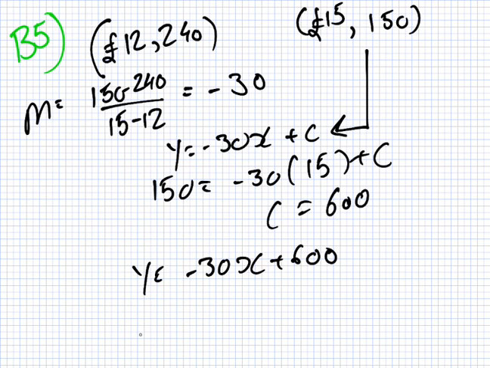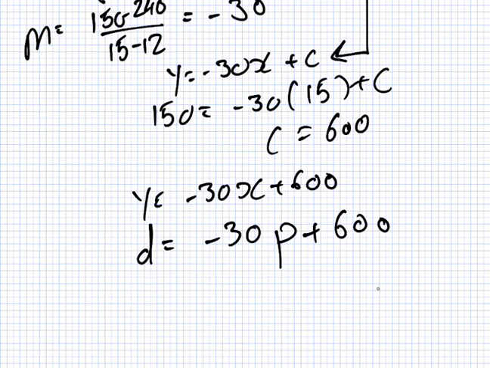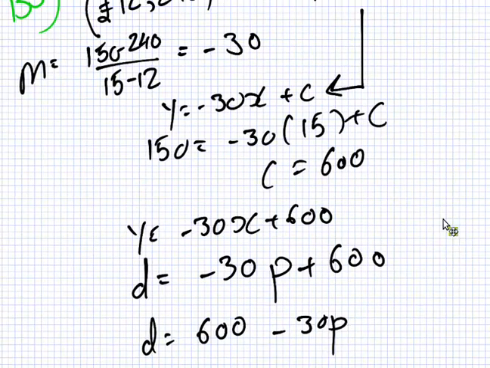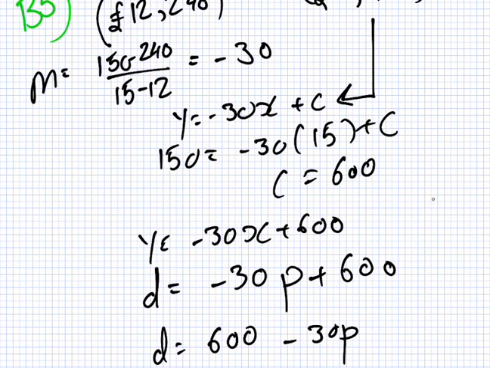Or in this case, number of sales equals minus 30 times the price plus 600. No big deal. Just in the question, they wrote it as D equals 600 minus 30P, but that's the exact same thing. Okay, so that's part one.